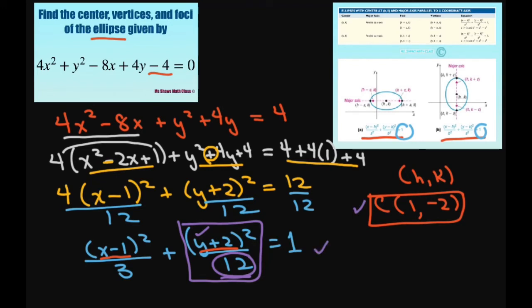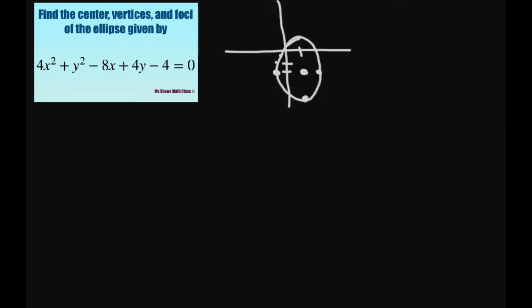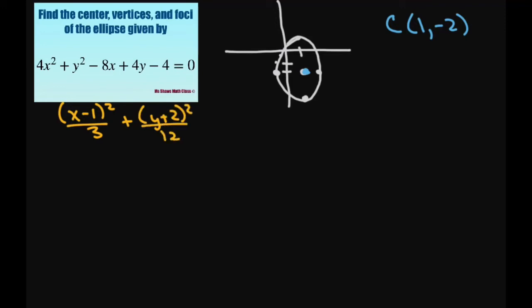Okay, so we have the center, we have our equation, and now we have to get the vertices and foci. All right. So this is the center here, 1 comma negative 2. Here's my equation. Let me write that out again. We had x minus 1 squared divided by 3 plus y plus 2 squared divided by 12. So these are your vertices here. What we're doing is taking our center and we're adding and subtracting here to get our vertices.